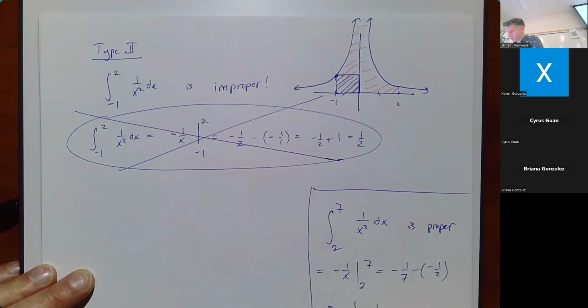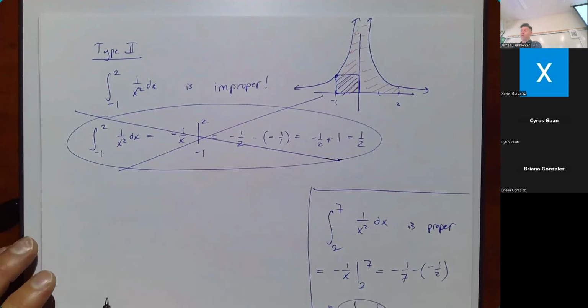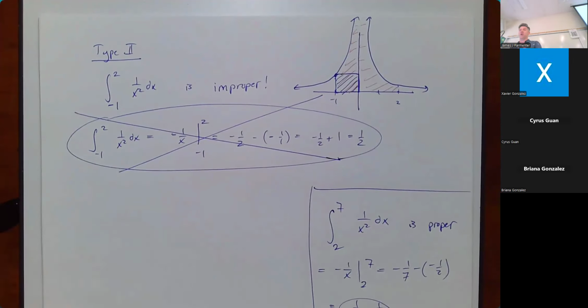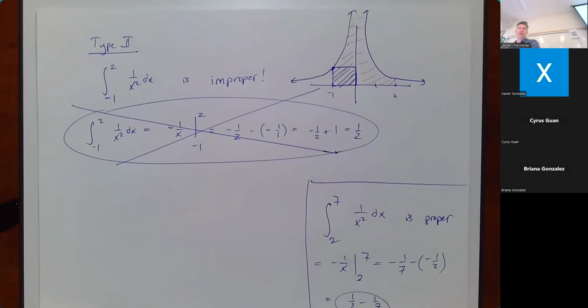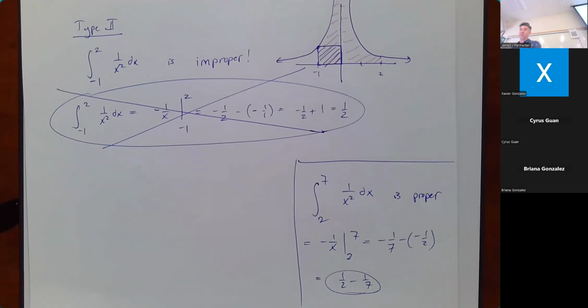1/2 minus 1/7. That would be fine. So these ones are sneakier, right? You have to actually be like, okay, well, I've got some function that might be undefined somewhere. I have to think about, is that function undefined on the interval that we are integrating over? This one is. Where is it undefined?